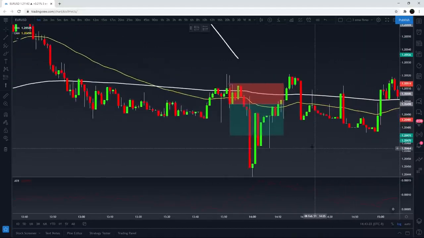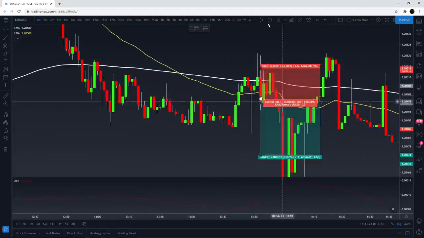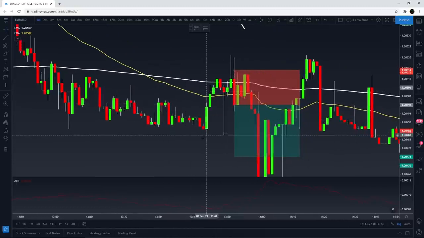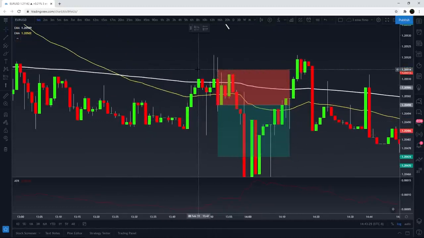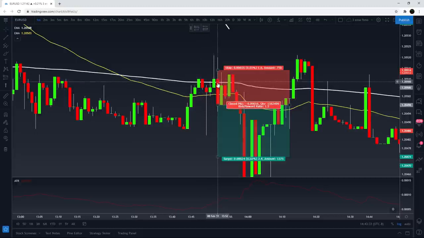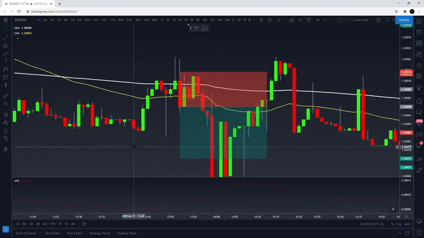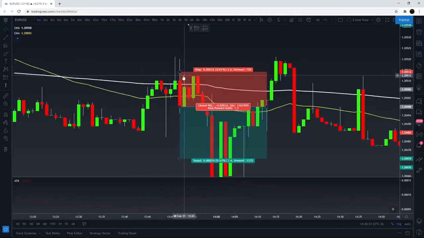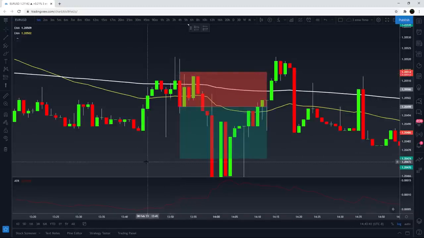Okay, here's the next setup. So this one, cross down, then we wait until the pullback, only 1 close, and then 2 closes, then we get our entry candle. So our entry, then stop loss is 1.6 pips, 2 times the ATR, and this one's a winner.